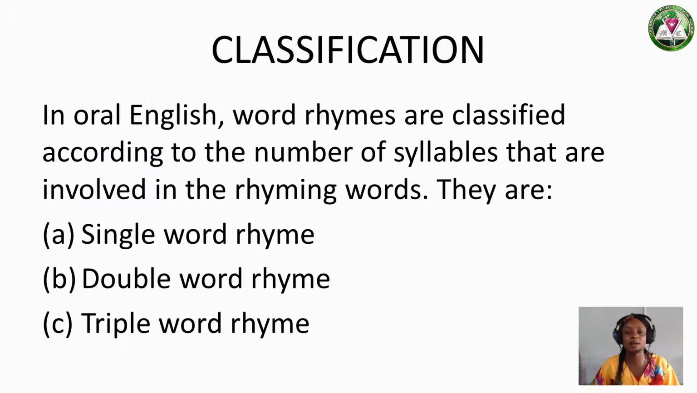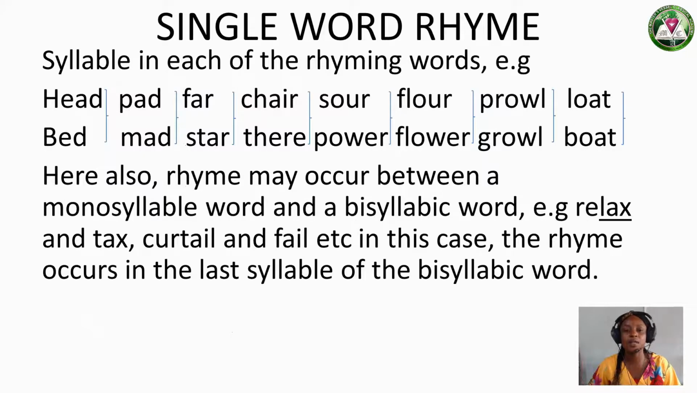We also talked about the classifications. We said we have three classifications in word rhymes: single word rhyme, double word rhyme, and triple word rhyme. In single word rhyme, we have words of one syllable rhyming. I also told you that in single word rhyme, a bisyllabic word can also rhyme with a monosyllabic word. However, in the bisyllabic word, only the last syllable rhymes with the monosyllabic word.